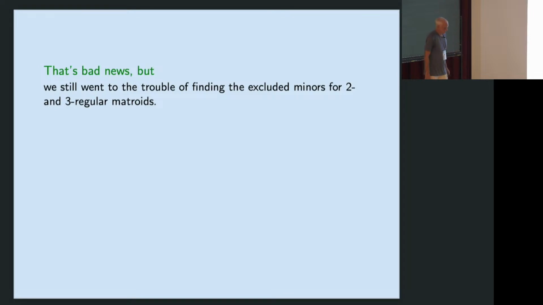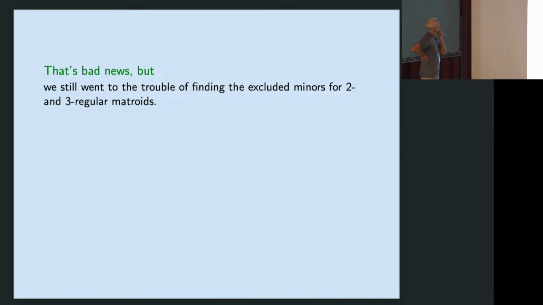And so then you could actually say, and same with 3 regular, that is a subclass of the class of matroids representable over all fields of size at least 5. And you could say, well, so much for these K regular matroids. They're not very interesting, are they? Because they don't correspond to any interesting natural class of matroids.